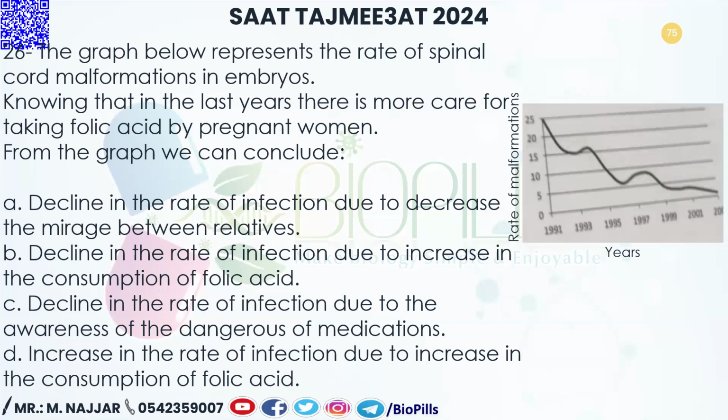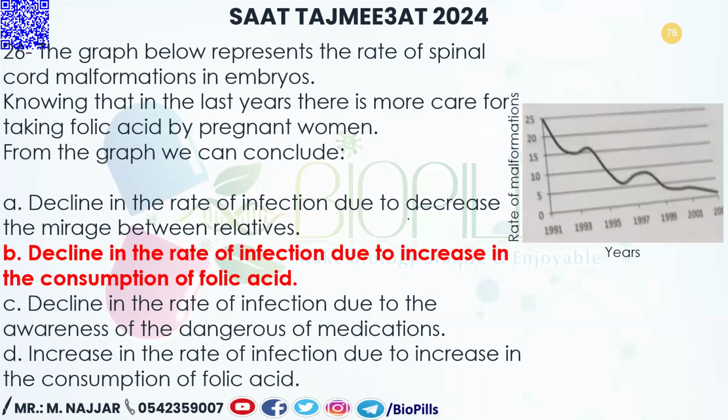The answer is B. Yes, correct, Lane. Yes, it's D. I'm sorry, it's B. Why? Because there is a sharp decline in the rate of the infection. Why? Because, as we just mentioned, there is an increase in the consumption of folic acid. So there is a relationship between the increased use of folic acid and the decrease of the infection of spinal cord malformation. Yeah, that's very important. Thank you.